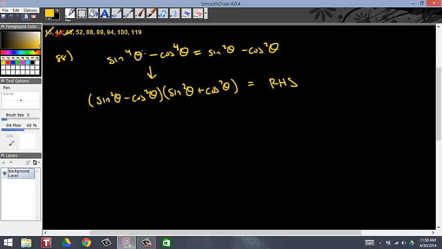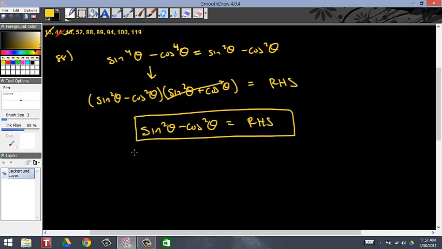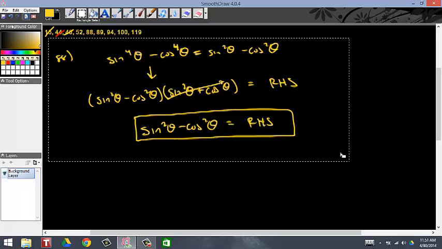Who knows what happens next? Again, this is one of the more basic identities. It's really, really simple. What's going to happen next? What do you think? Tony? Not that part. Julia? The plus turns into 1. So you end up with sine squared theta minus cosine squared theta equals, what do you know? It was the right-hand side all along. Okay? So again, that is one of the more basic identities. I find it to be relatively simple.